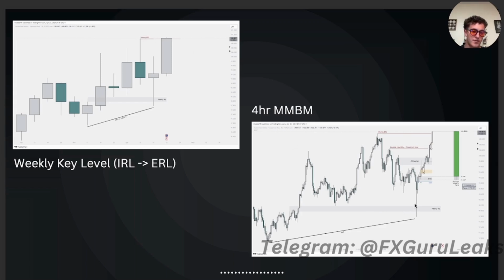So we have a low tag on the 4-hour. This identifies the initiation of our market maker buy model, because we have our tag of our internal range liquidity pool on our higher time frame, and we have SMT divergence occur at the same time. So after we get that, we have a bullish reaction. Price pushes up, we create bullish PD arrays, and we just drive higher, taking out eventually that weekly external range target resting here. So that's weekly to 4-hour.